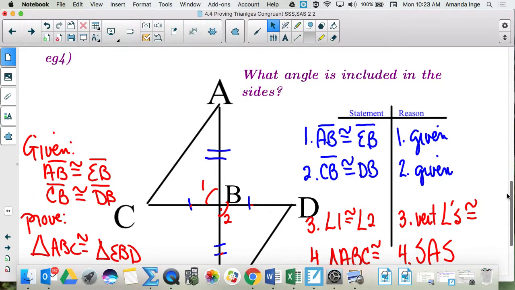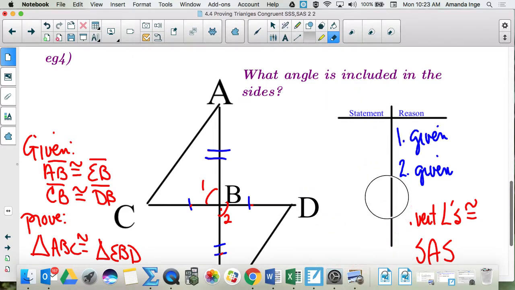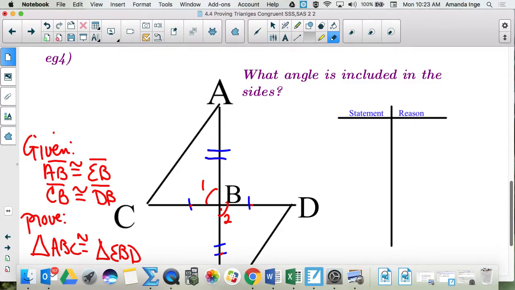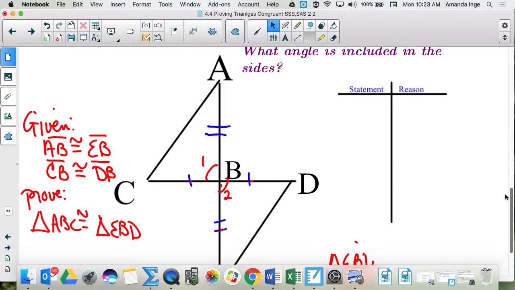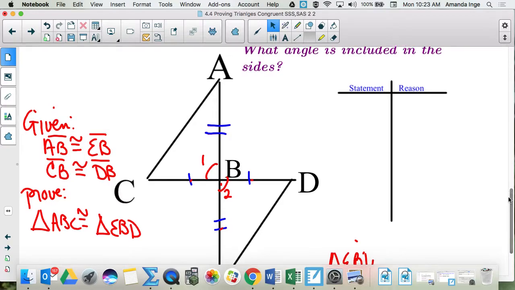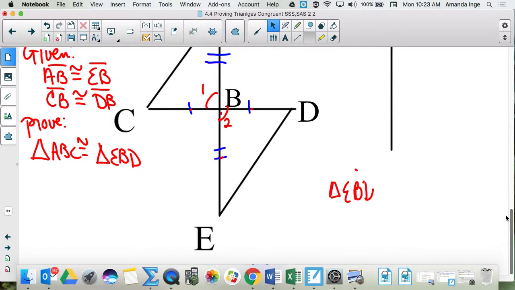So I'll give y'all a minute to write down the information and draw the picture. Let me see if I can get this. So we're given two triangles, triangle ABC and triangle BDE. So the bottom of that's an E, y'all.